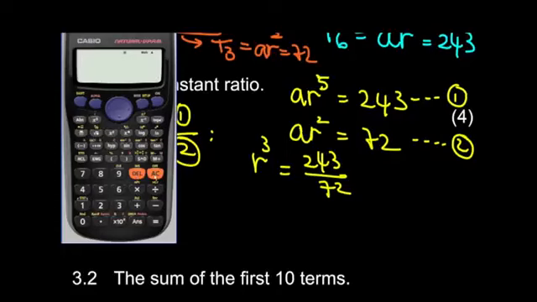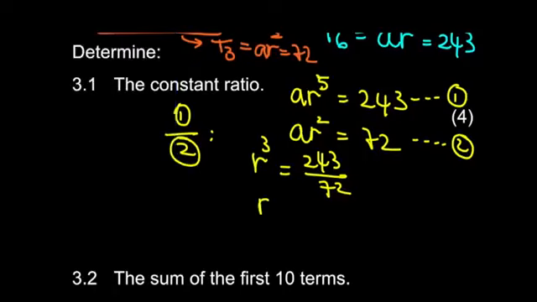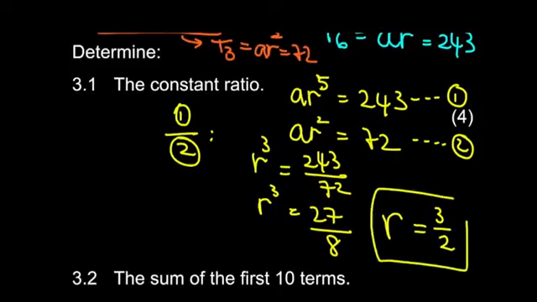Okay, which has got 243 divided by 72, 27 over 8, so R cubed is 27 over 8. But that's R cubed, so what would I do to just get R? I would take the cube root, so it would be 3 over 2. So that would be my R value.